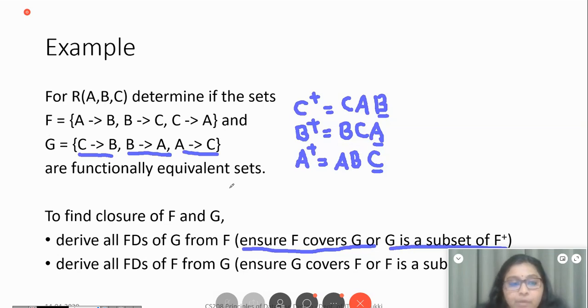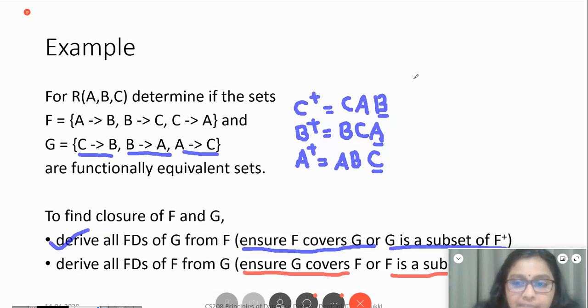So basically what I try to do is derive all FDs of G from F. Okay, so this is true. Now I want to prove the other way. I want to prove that G covers F, or F is a subset of G. So this is what I'm going to prove next. I'm going to prove that G covers F, or F is a subset of G.